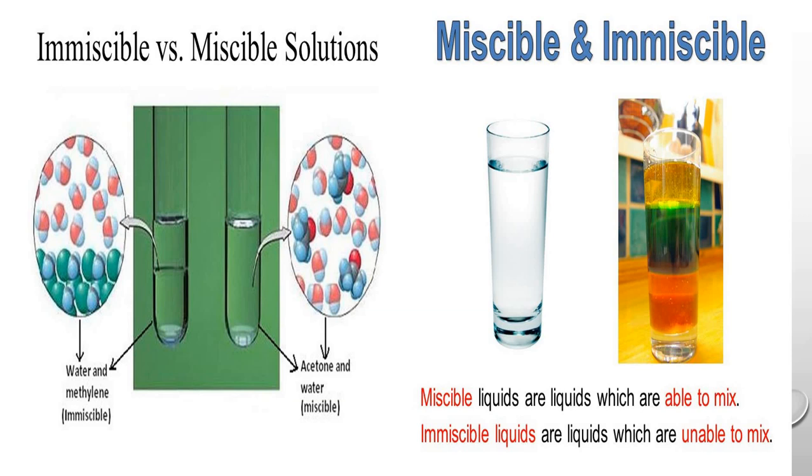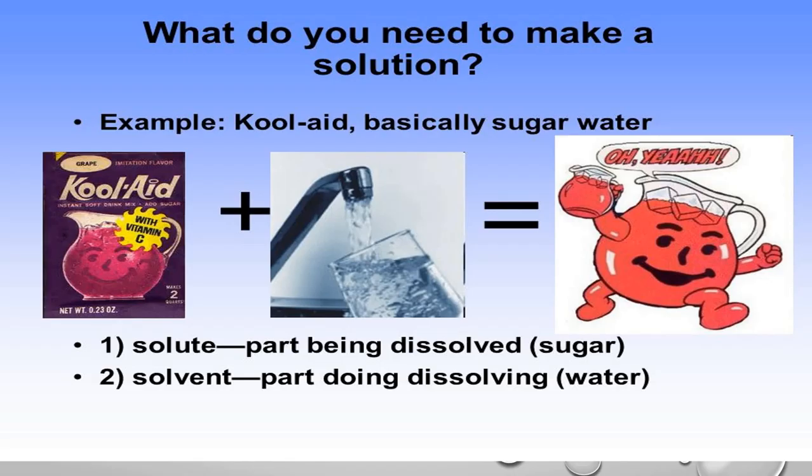All right, so miscible versus immiscible. Water and methylene, you can see a line here, that means they're not mixable. But acetone and water are mixable, there's no line. We can make our density columns. That would be immiscible. Water would be miscible. Able to mix, not able to mix. Very easy, very quick and forward. Okay, what do you do when you need to make a solution?